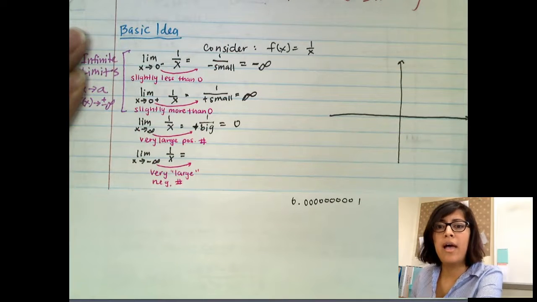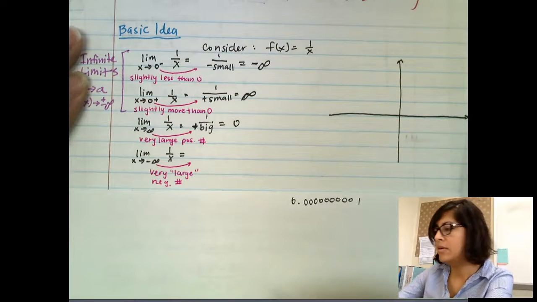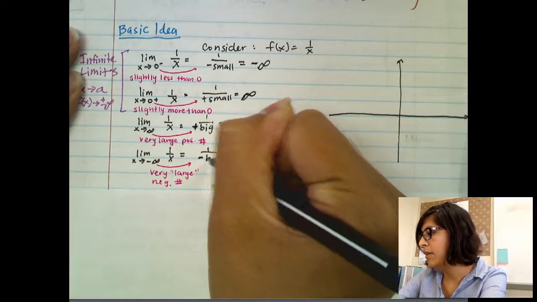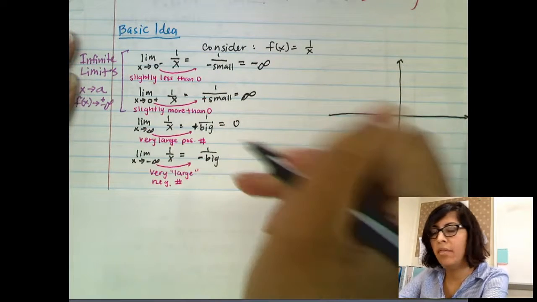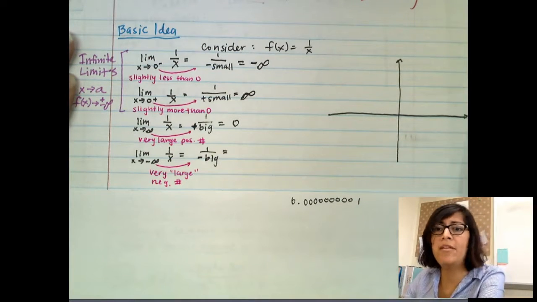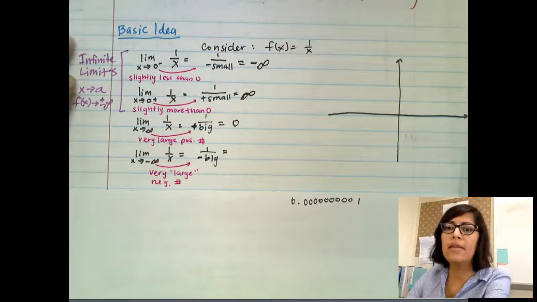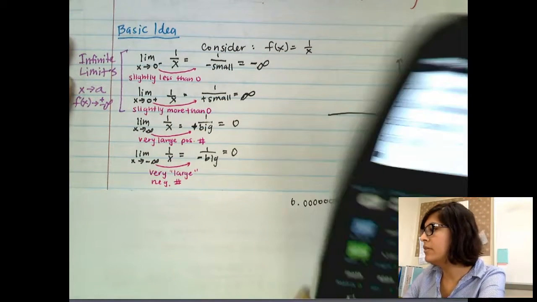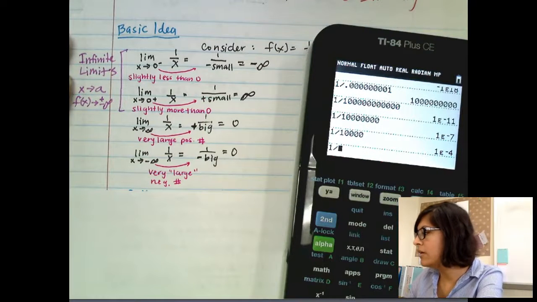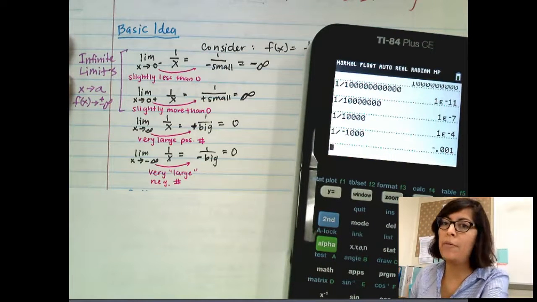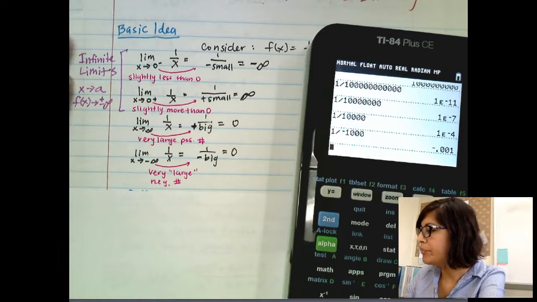Let's look at the negative side. So what about 1 over a negative, very large number? Well, we get something, again, very, very small. It's going to be negatively small, but it's still going to be about 0. So 1 over a large negative number is going to be a small number going towards 0.